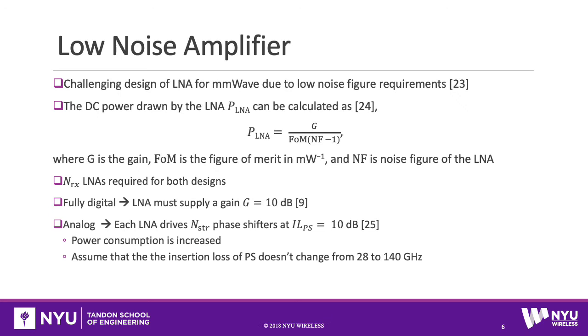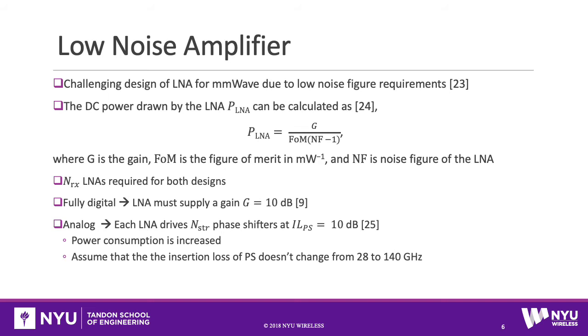Now let's take a look at each one of these components individually. First, we have the LNA. The LNA design can be very challenging for millimeter wave due to the very low noise figure requirements. Using the following equation, we can calculate the DC power drawn by the LNA based on the gain, the figure of merit and the noise figure of the LNA. In both of the designs, we consider NRX LNAs, and that the LNA must apply to the system at least a gain of 10 dB.